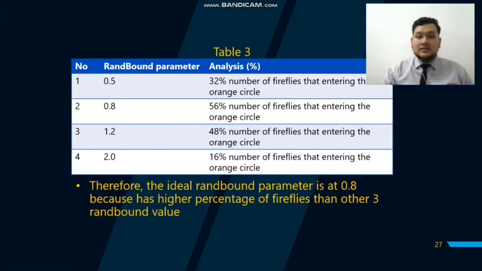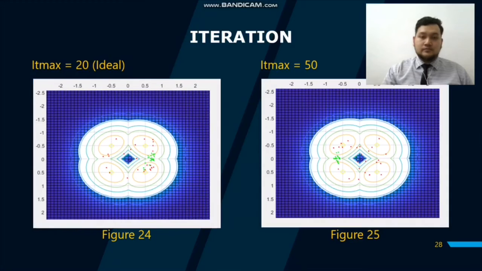For the analysis, I will choose 0.8 as the ideal when bound parameter because from the 4 graphs it shows that 0.8 has 56%, which is a higher percentage of the number of fireflies entering the orange circle than the other 3 when bound values.